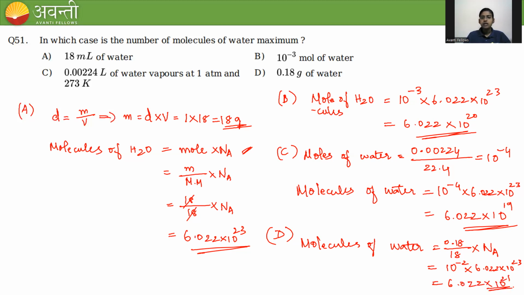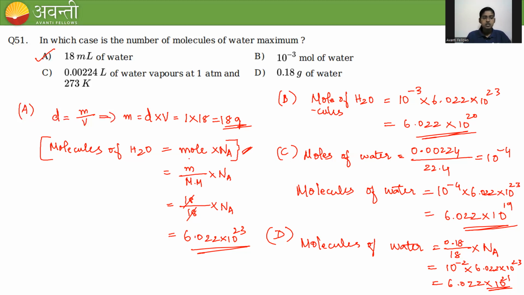From the given 4 options, the largest number of water molecules is present in option A, right? Because it is 10 to the power 23. The remaining ones are lesser than that. So option A is the correct answer. We used this particular relation, and mole is equal to mass by molar mass. So using these two formulas, we can get the answer to this question.